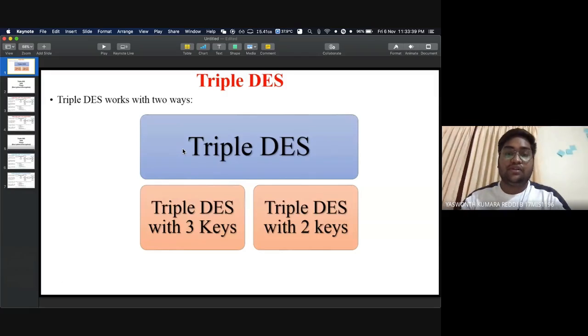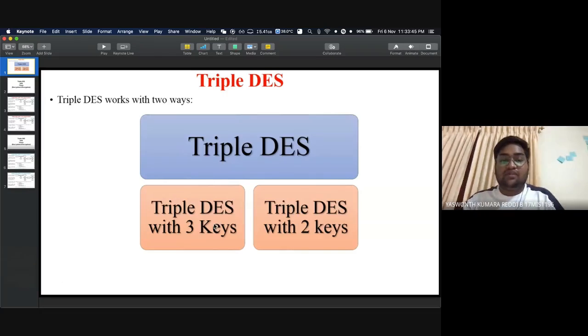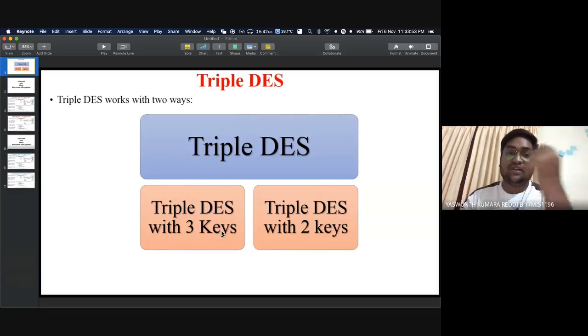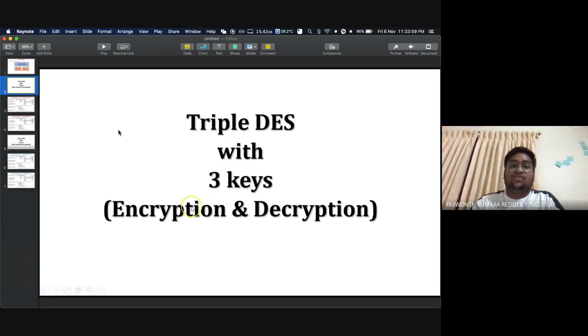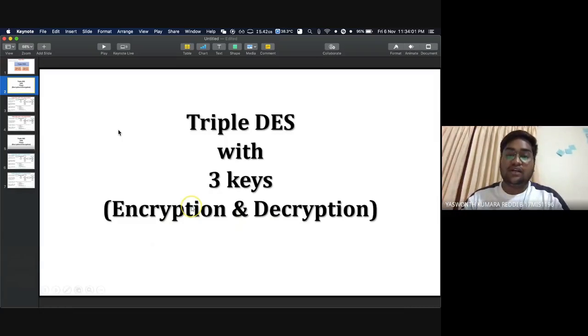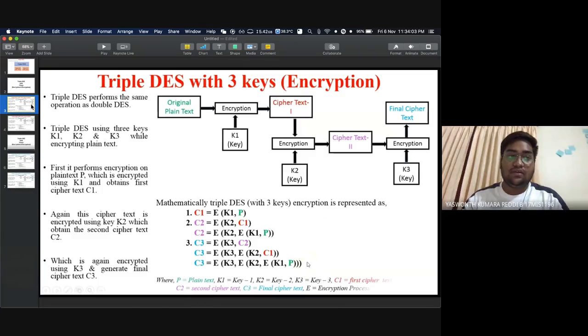Today my topic is triple data encryption. Triple DES can perform the encryption with three keys and also with two keys, and I can explain thoroughly how triple DES works with two keys. Triple DES with three keys: encryption and decryption. Here we go, triple DES with three keys.